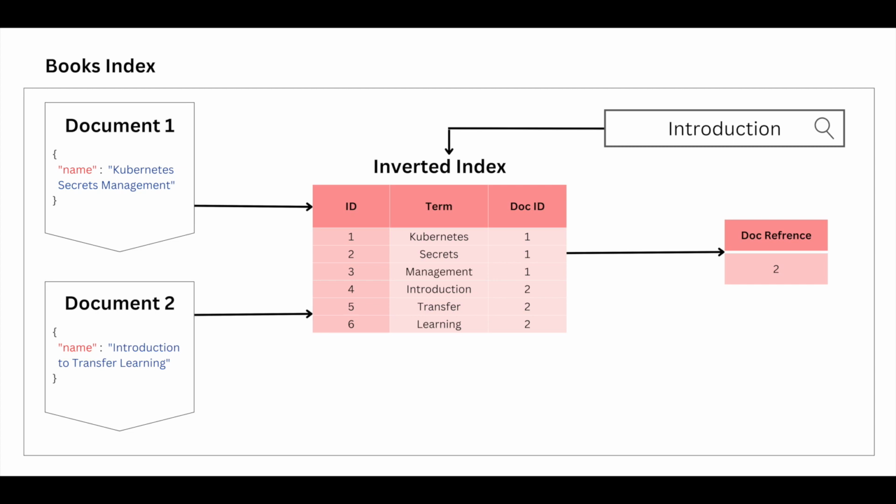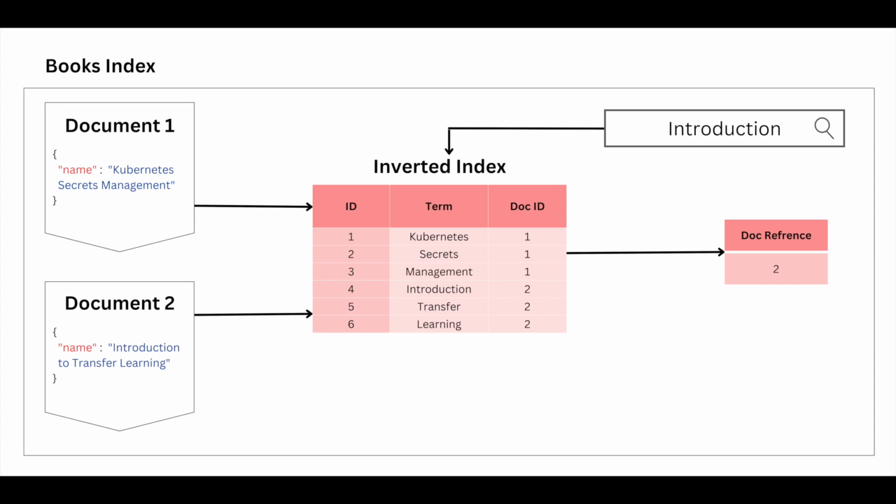The document is a basic unit of information that can be indexed in Elasticsearch. You can think of a document like a row in a relational database. A document can be any structured data encoded in JSON, and also each document has a unique ID. For example, in this image we have two documents in JSON format.